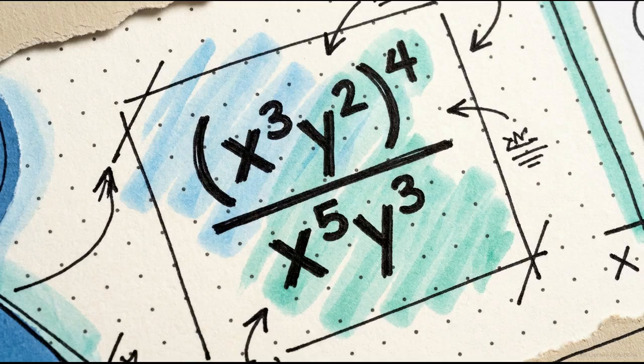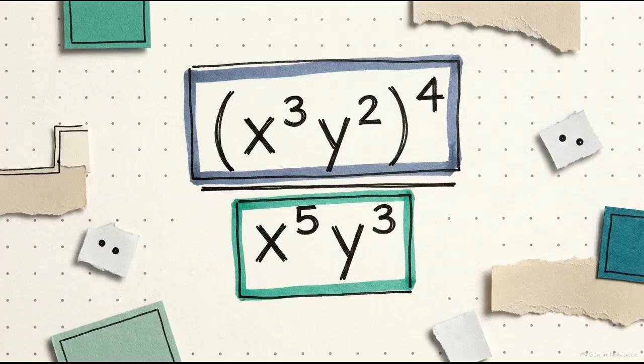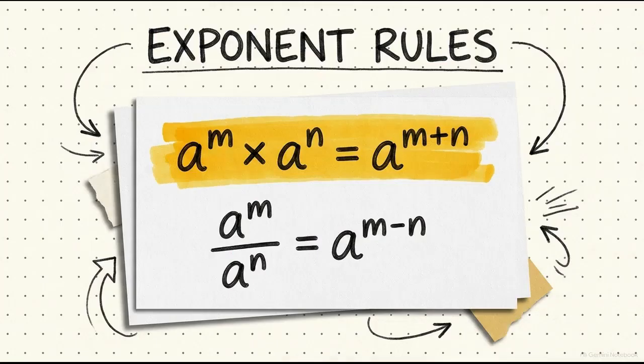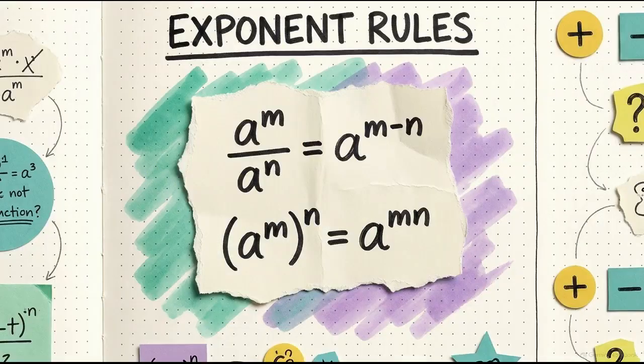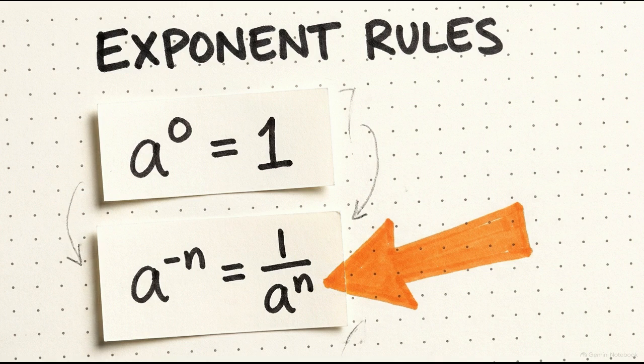Advanced math problems are rarely entirely new concepts. They are usually just basic rules stacked on top of each other, waiting for you to unstack them one by one. Here is your cheat sheet summarizing the 5 core rules. You can multiply identical bases by adding their exponents, divide them by subtracting, multiply the exponents for a power to a power, turn any base to the 0 power into a 1, and use a negative exponent to write a reciprocal fraction.